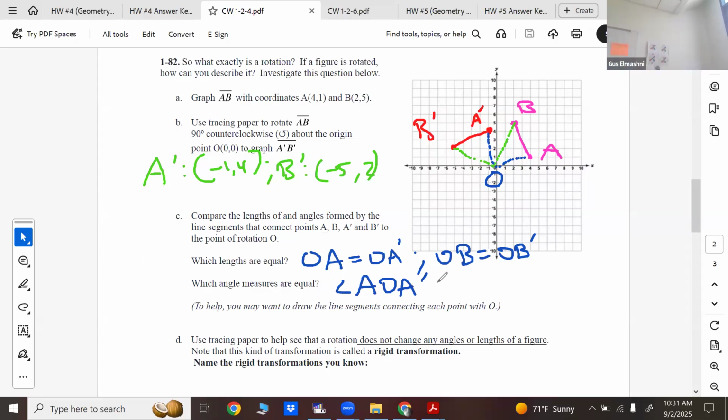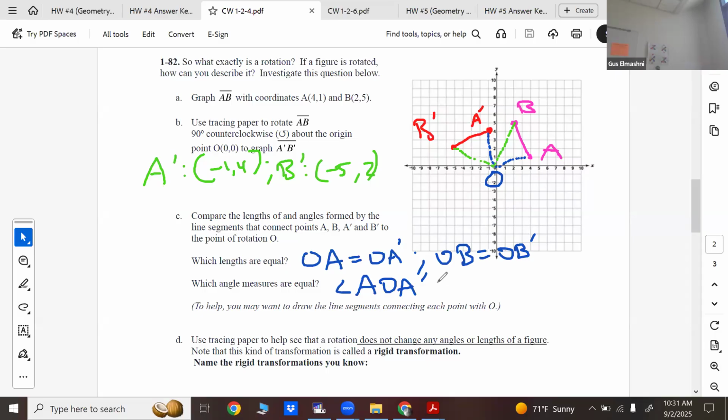Let's focus on AOA prime. It's a lot of letters and times. AOA prime. Notice how AO is blue and OA prime is blue. What do you think the measure is going to be of AOA prime? Okay, what do you think?